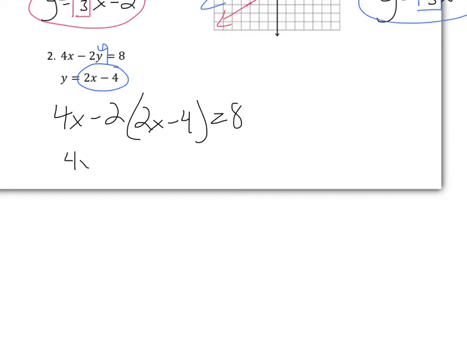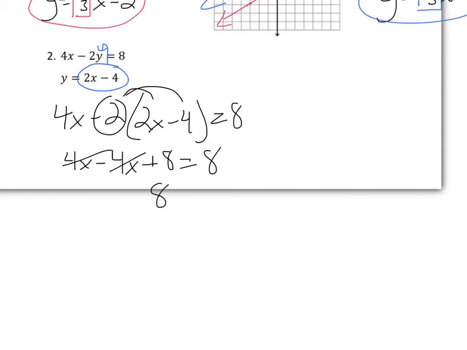So we have 4x minus, when we distribute, minus 4x plus 8. Remember, the whole negative 2 has to be your distributive. That's why negative 2 times negative 4 is positive 8, equals 8. Right? Our 4x minus 4x cancel each other out. It's going to be 0. So we're just left with 8 equals 8.